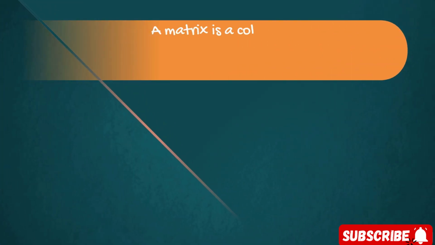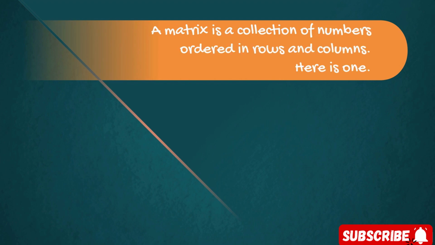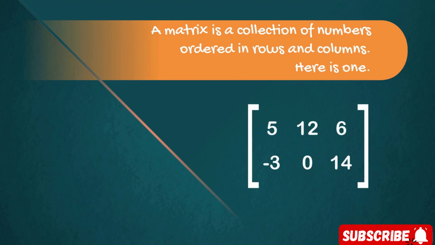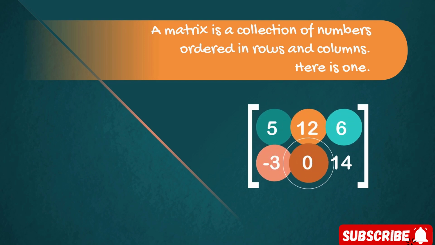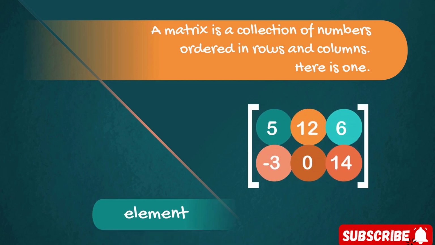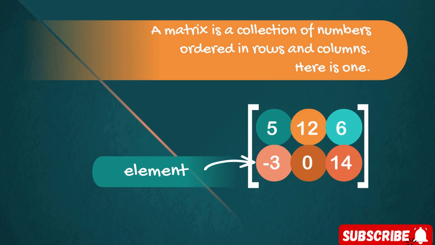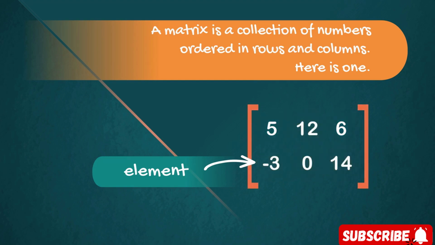A matrix is a collection of numbers ordered in rows and columns, like this one, for example. This matrix contains the numbers 5, 12, 6, -3, 0, and 14. Each of these values is an element of the matrix. So, our matrix has a total of 6 elements. To make it clear, we are dealing with a matrix, we put all the elements in brackets.